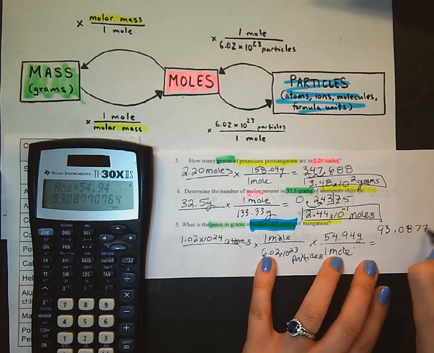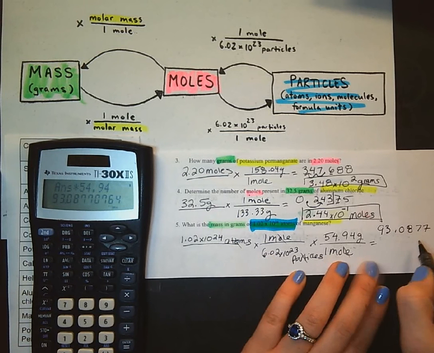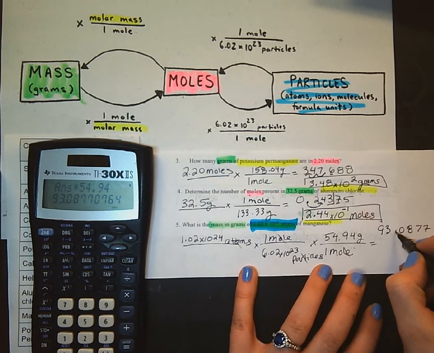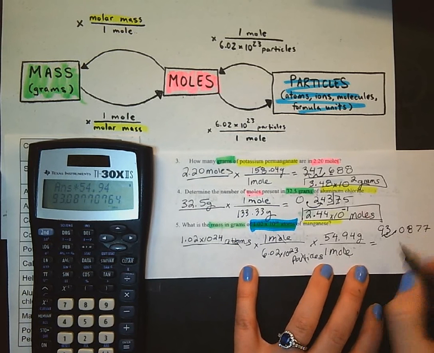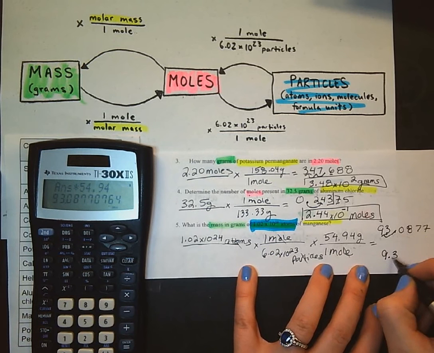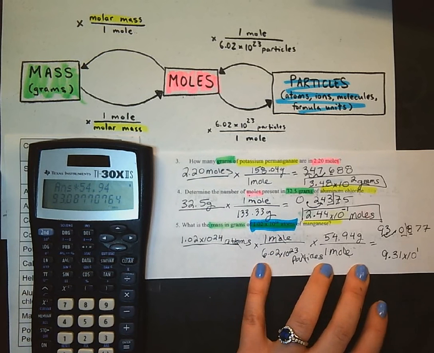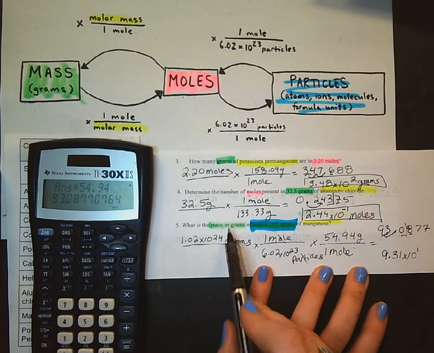93.0877. Again, not in scientific notation, so I need to move my decimal so I have a number between 1 and 10. Move my decimal only one spot, so I'm going to end up with 9.31, right, because that's greater than 5, times 10. Move my decimal point one spot, so just 10 to the first. And the unit that we are in is in grams.